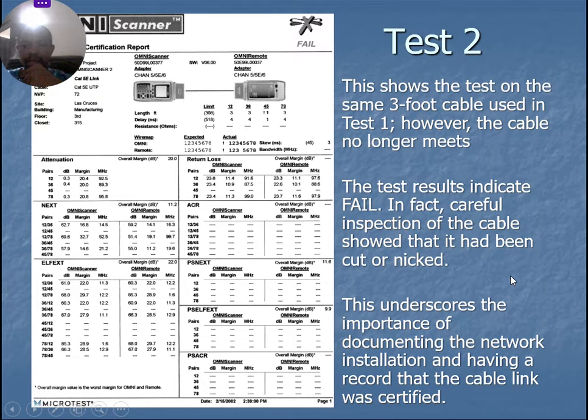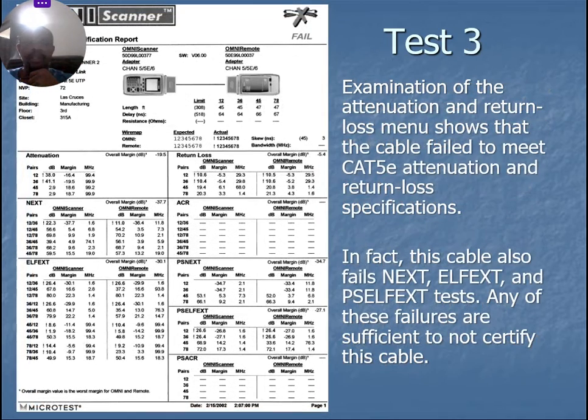This result underscores the importance of documenting network installations and having a record that the cable link was certified. Because if you have a result like this, you will not certify that the cable is working. It's failed, and you have to find what the problem was and how it came about.